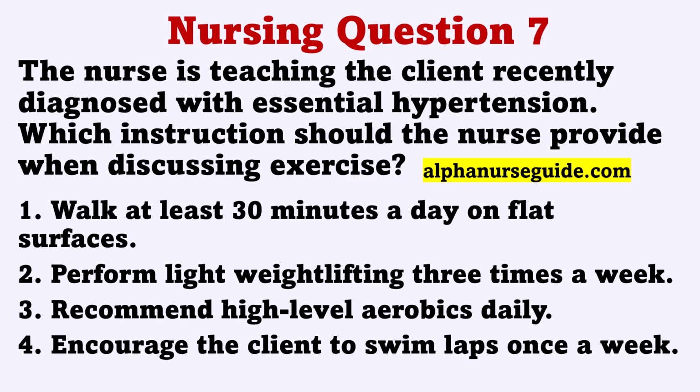Walk at least 30 minutes a day on flat surfaces. Walking 30 to 45 minutes a day will help to reduce blood pressure, weight, and stress, and will increase a feeling of overall well-being. Isometric exercises should be discouraged because performing them can raise the systolic blood pressure. The client should walk, cycle, jog, or swim daily, but high-level aerobic exercise may increase the client's blood pressure. Swimming laps is recommended, but it should be daily, not once a week.